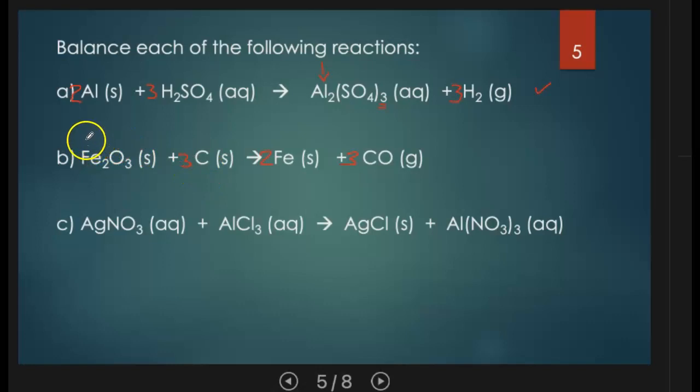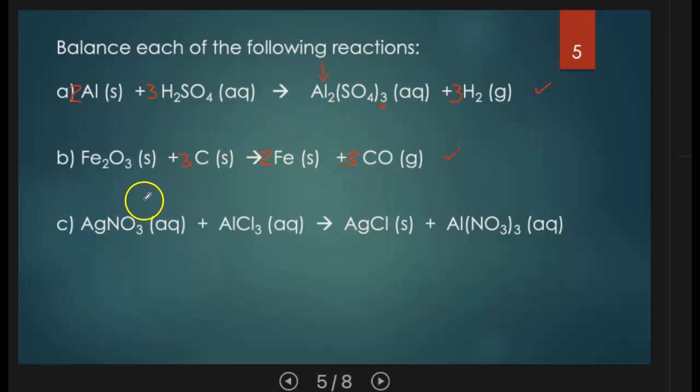And it looks like it might have worked out. Let's just double check it. We have 2 irons, 2 irons, 3 oxygen. 3 times 1 is 3 oxygen, 3 carbon, and 3 times 1, also 3 carbon. So it worked out.